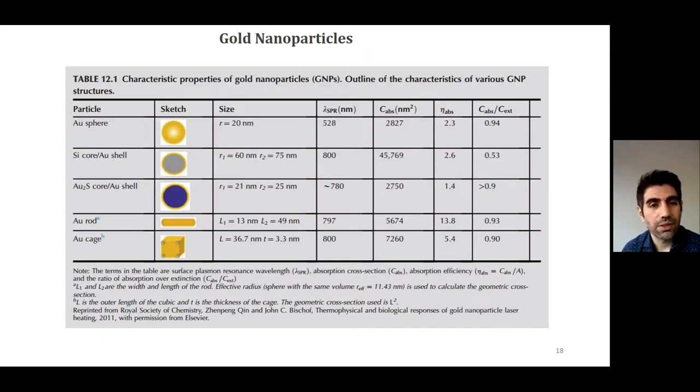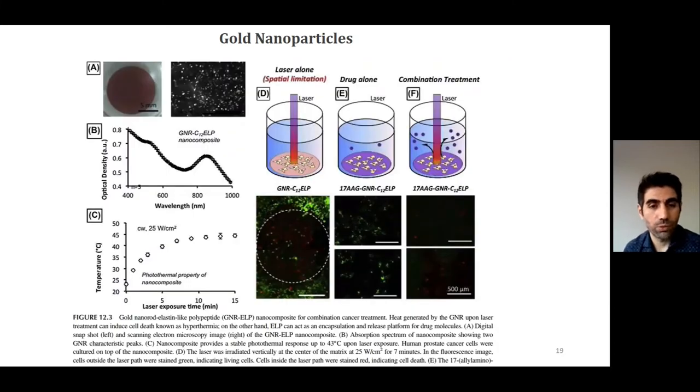Okay, here in this slide, gold nanoparticles are one of the most widely studied nanoparticles for biomedical applications. That's why I put here some examples for the gold nanoparticles. Here in this study, the researchers used gold for cancer therapy. Here they used the optical property of gold to induce cell death by increasing the temperature. That is called hyperthermia.